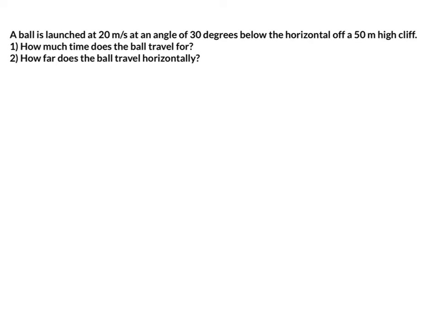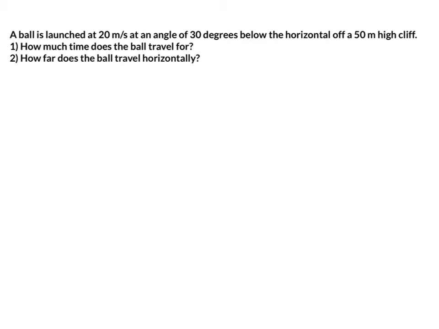Hey y'all, in this video we are going to go over an example problem of a projectile being launched at an angle that goes below the horizontal. So in this problem we have a ball being launched at 20 meters per second at an angle of 30 degrees below the horizontal. And it's off of a cliff that's 50 meters high, and we want to find how much time it takes the ball to travel and how far the ball travels horizontally.